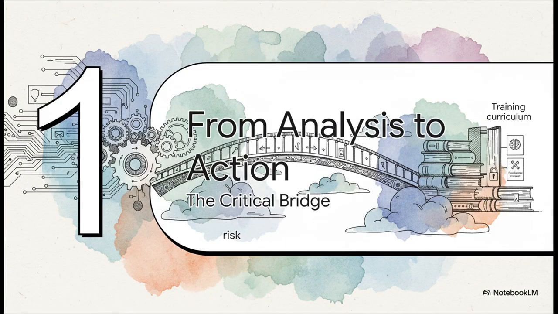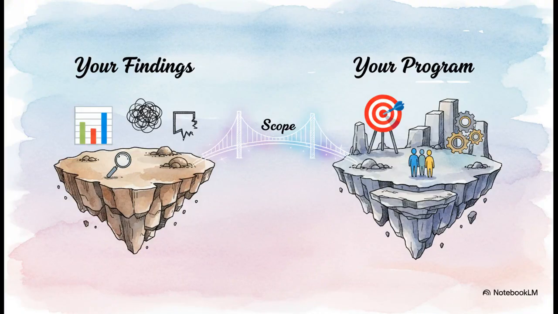That next step? It's all about building a bridge. This is the critical link that connects everything you discovered to your actual implementation plan. Without this bridge, all that valuable analysis, well, pretty much goes nowhere. I love this slide because it shows you the problem so clearly. Over on one side, you've got your findings, all that data, the risks, the gaps you found. And on the other side, that's the training program you want to build, right? With its content and learners and goals. The scope is the structure that connects the two. Without it, you're just left with a bunch of interesting facts.